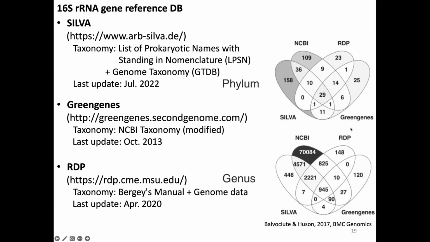Since each reference sequence database uses a different taxonomic hierarchy, it is difficult to compare the taxonomic composition inferred from different databases. So, at least researchers need to unify the reference database within the research project. It's important, otherwise we cannot compare the taxonomic composition between studies.